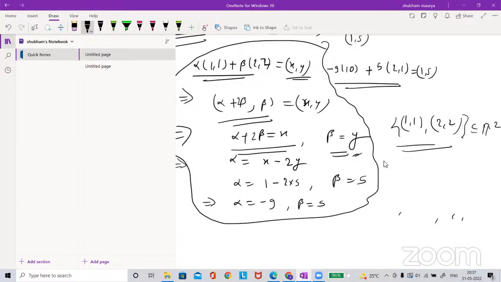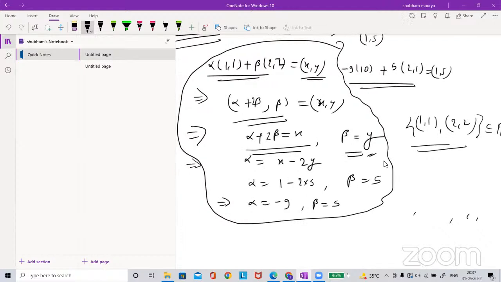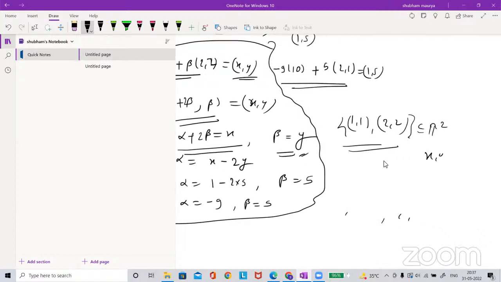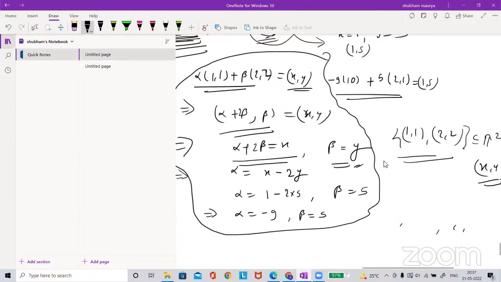If you are still confused, let's say again, I am taking a general vector xy. So let's check whether this generates this xy or not. Going back to here, let's take a linear combination. Let's say alpha times (1,1) and beta times (2,2) is equal to xy.